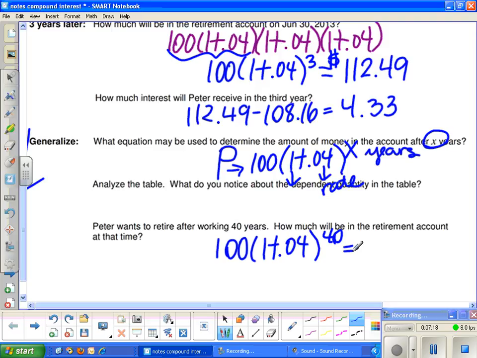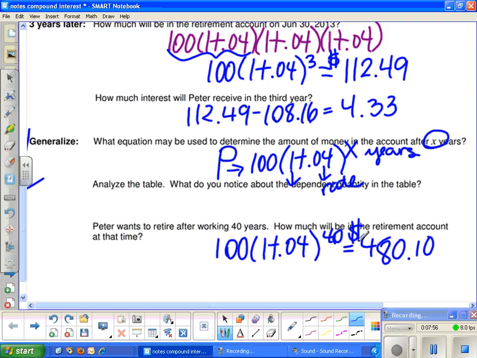Find out how much money he's going to have after 40 years. $480.02. Okay, so would you want to invest in this account? No. The reason this is lower is that it's only being calculated once a year. So if it was being calculated all the time, then it would be a lot more money than that. That's one thing you would want to check.